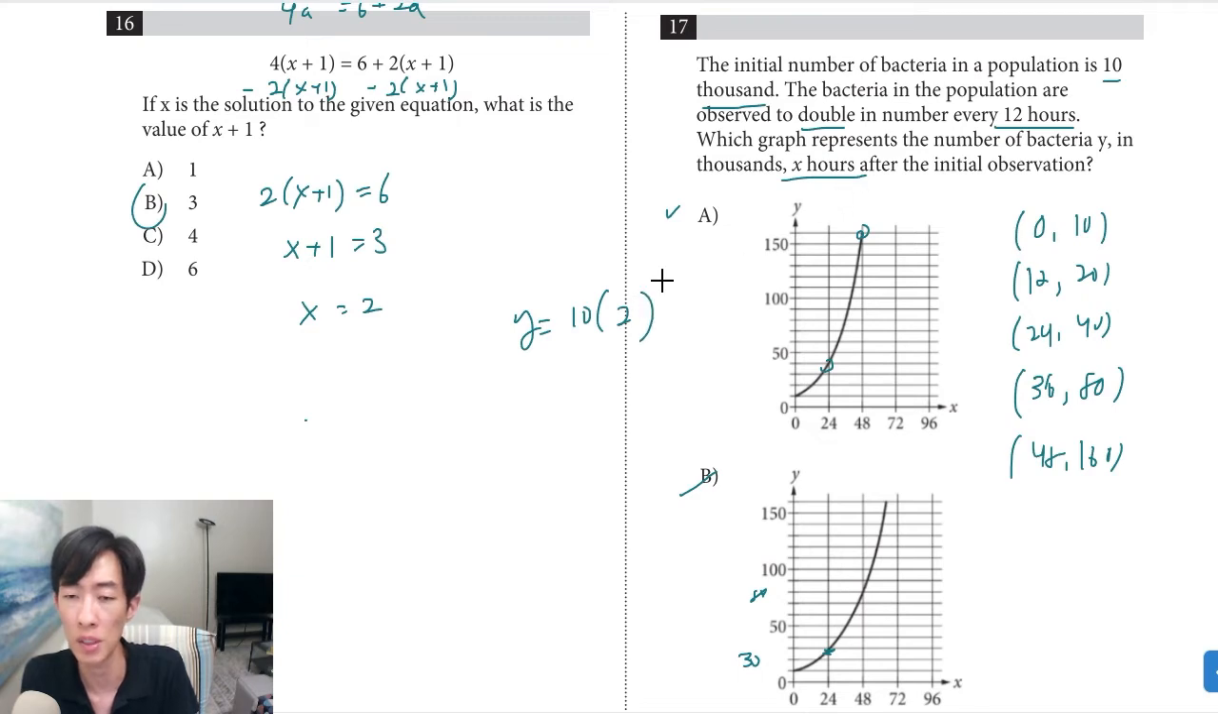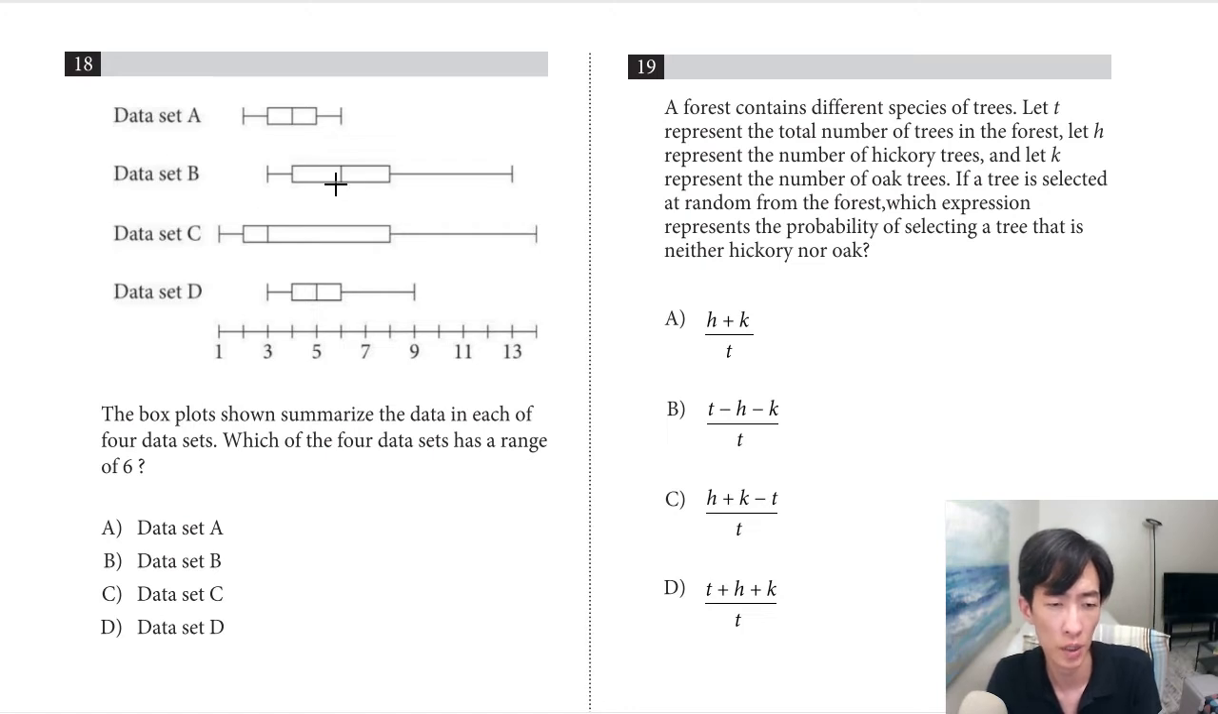If X represents the hours and it doubles every 12 hours, you'd have to do X over 12, and that's how it would work. Question 18, we got 4 data sets on a box plot. It summarizes the data in each of 4 data sets. Which of the 4 has a range of 6?